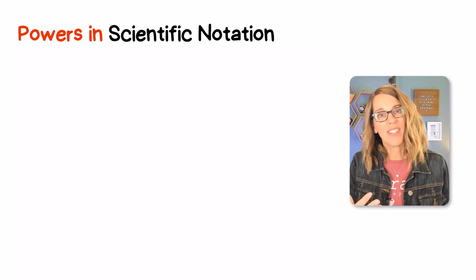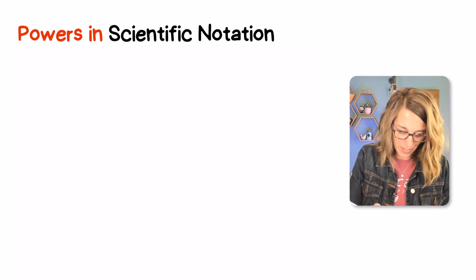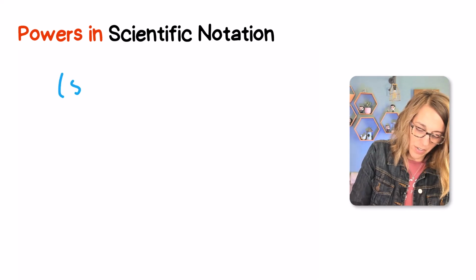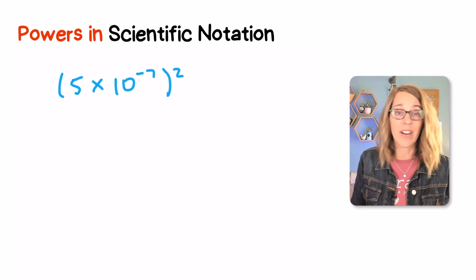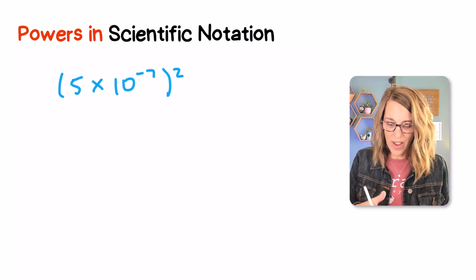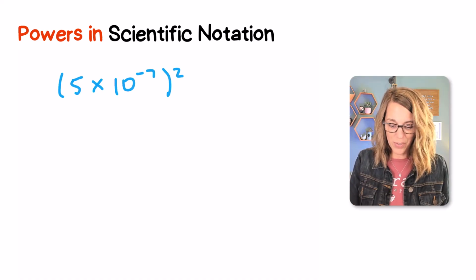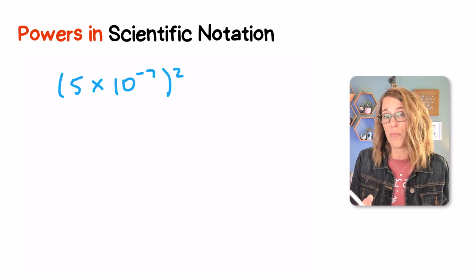Let's start off our operations with a power of a number in scientific notation. Let's start with this one. I'm going to do 5 times 10 to the negative 7th squared. Now this one is a product, 5 times 10 to the negative 7, all squared. So this is a power of a product.